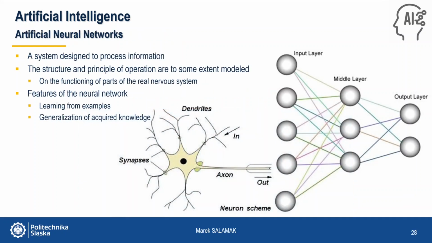Artificial neural networks are closely related to artificial intelligence. It is an information processing system that is structured and functions somewhat like fragments of the actual nervous system. The most important feature of a neural network is its ability to learn from examples and automatically generalize the acquired knowledge. For example, generalization.